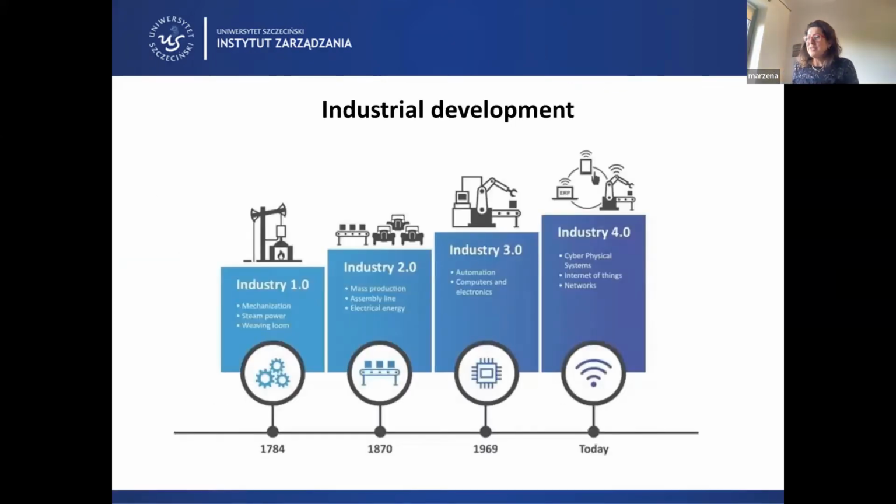I am aware that you probably know a lot about Industry 4.0, so this slide is at the beginning of almost every presentation, but it is important to know at which stage we are already now. So we start this era of Industry 4.0.